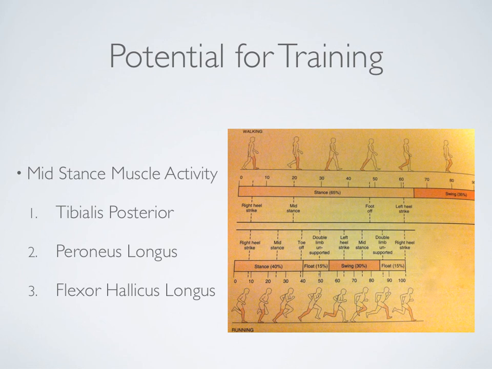If the tibialis posterior doesn't work for the peroneus longus, it will destabilize it. So if the tibialis posterior doesn't fire, then the peroneus longus will destabilize that. So it's important to work those muscles.